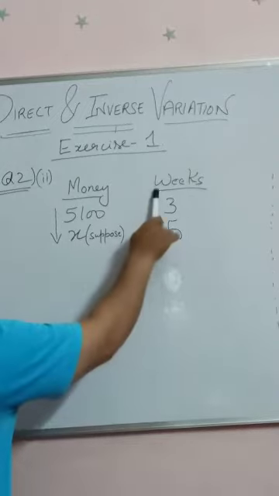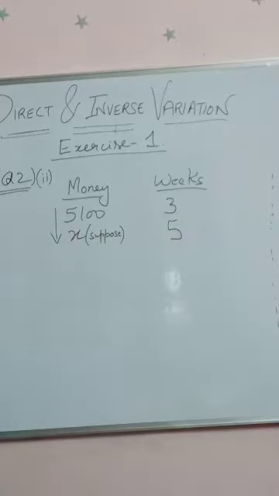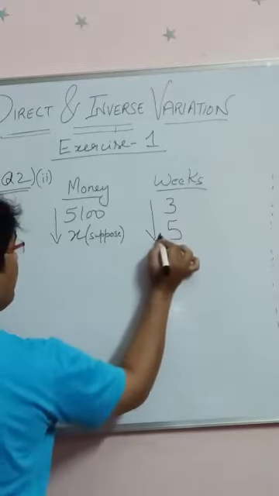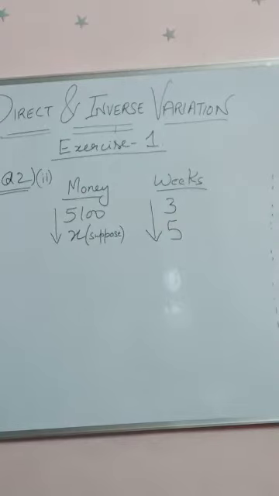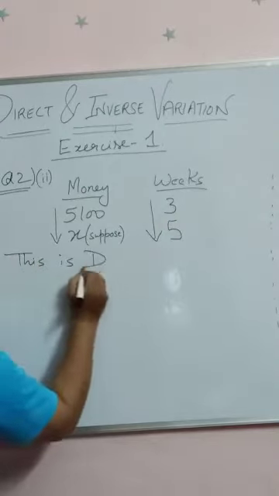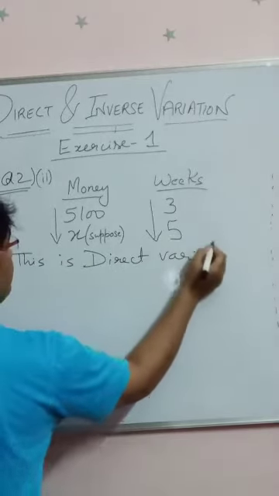What does that mean? When the weeks are increasing, the money is also increasing. What sort of variation is this? It is again direct variation. So how will I direct the arrow? The arrow will be directed in the same direction. And I am going to write, this is direct variation. Again, it is direct variation.